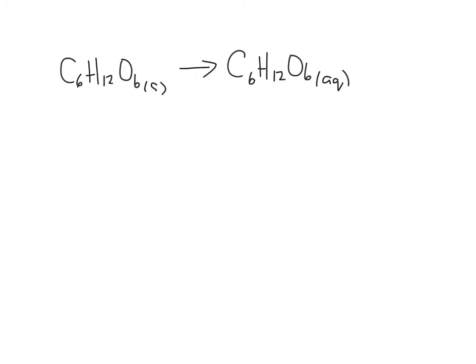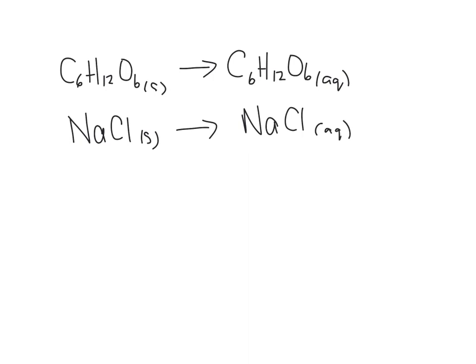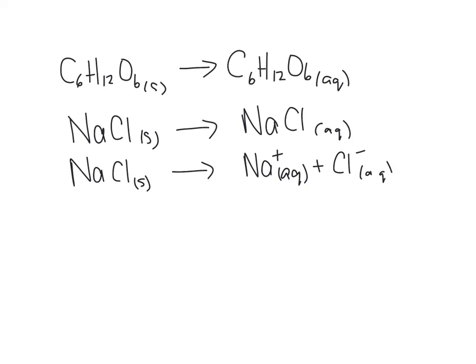If you have an ionic compound, for instance, sodium chloride, there are two ways you can write it. It becomes aqueous sodium chloride. So you write it the same way. The only difference is the subscript. Or you can write it as its ions, and those are aq.